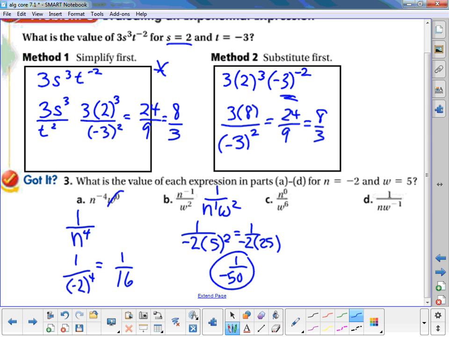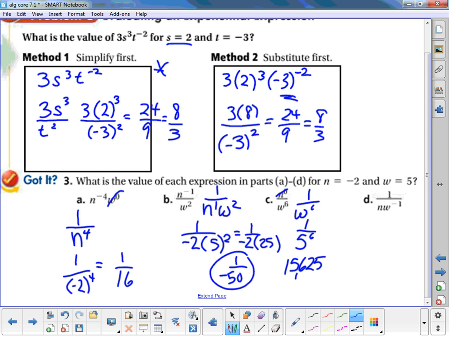C. Remember, anything raised to the 0 is just 1. So I have over w to the 6th. So this would be 1 over 5 to the 6th. And 5 to the 6th is 15,625.